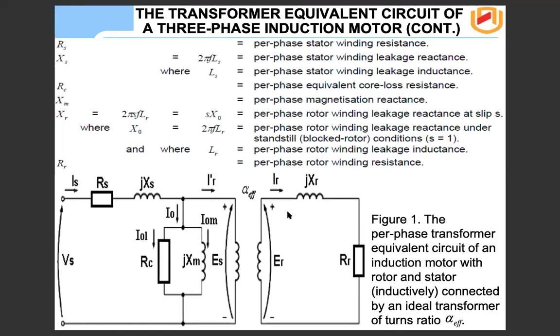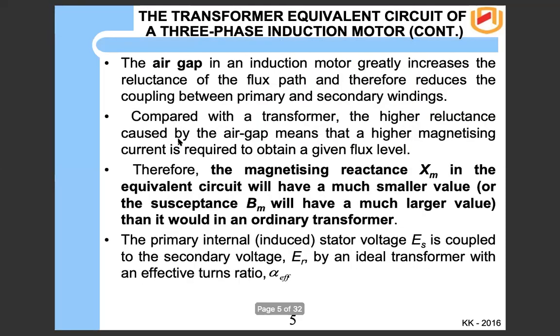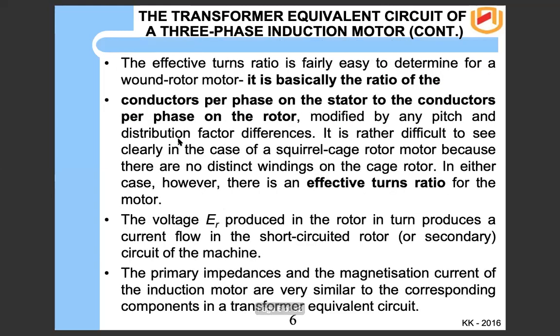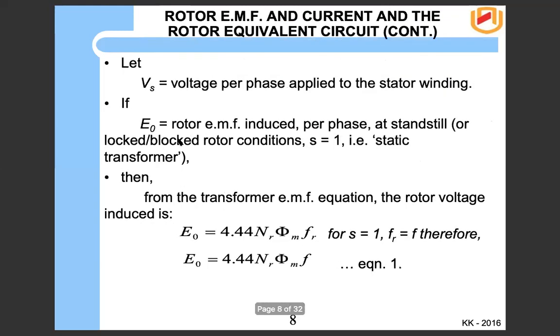What you just need to remember is that XR is calculated as 2 pi f L, so in this case, since it is the inductance of the rotor, it's called LR. I will explain this in detail as we go. The rest is just explaining the air gaps and stuff. You go through these notes.